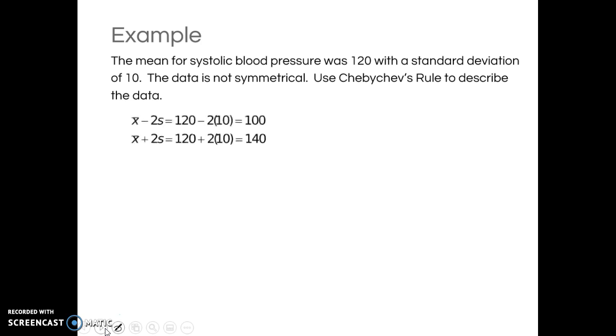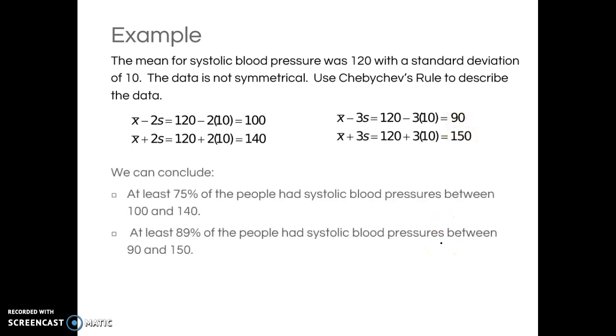So if we take the mean and we subtract 2 standard deviations, we start with 120 minus 2 times 10, 2 standard deviations, that's 20. 2 tens would be 20, and you get 100. If you add, you get 140. So at least, and then there's 3 right here. If you subtract 3 tens, if you add 3 tens, you get 90 and 150. So we can conclude that at least 75% of the people had systolic blood pressures between 100 and 140, and at least 89% of the people had systolic blood pressures between 90 and 150.